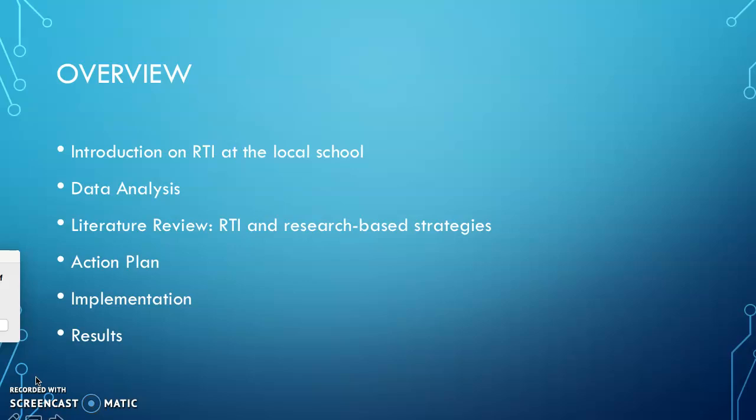Here is an overview of what we will be discussing today. We will review the background information pertaining to RTI, the data analysis made before intervention, the research on RTI and evidence-based practices, the action plan created, including a timeline and evaluation procedures, notes from the implementation process, and the results of the project.